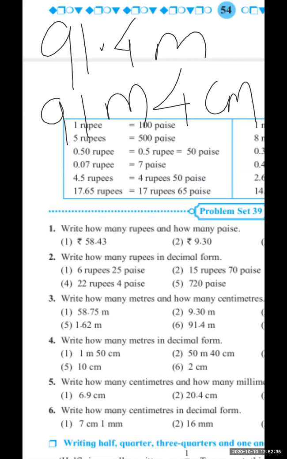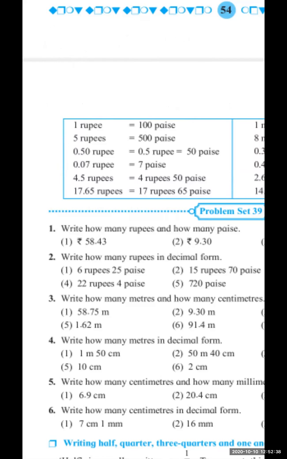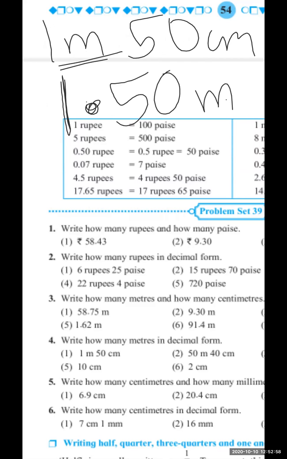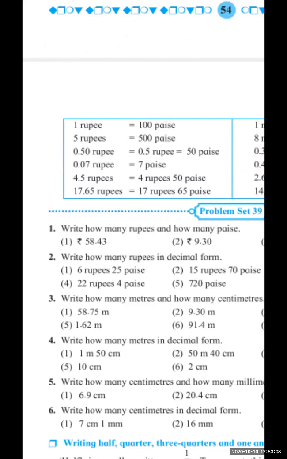Now fourth question. Write how many meters in decimal form. Now we have to write in decimal form. 1 meter and 50 centimeter. So one is a whole number. So one will come, put the decimal point and write the 50 meter. Now the bigger unit will come. जब decimal form में लिखते हैं तब bigger unit आता है. Okay. So 1.50 meter. Understood?